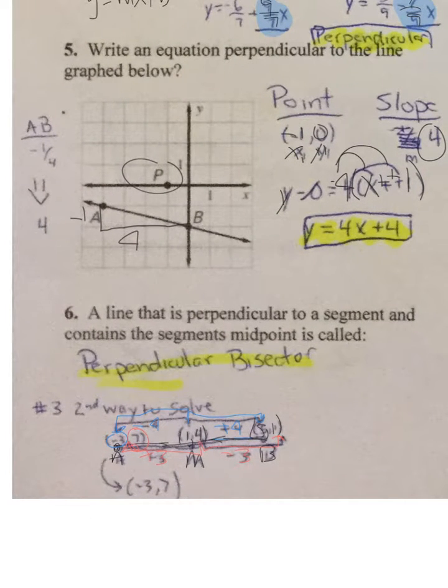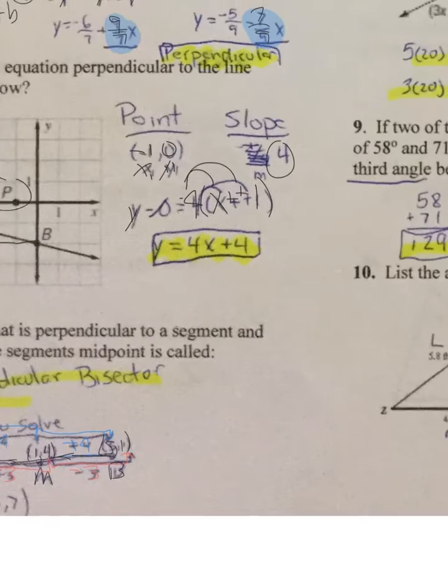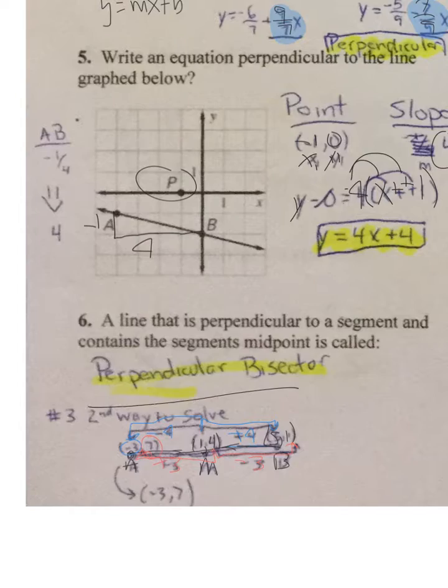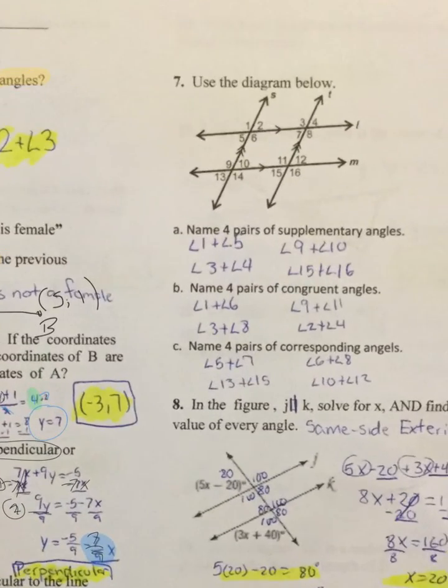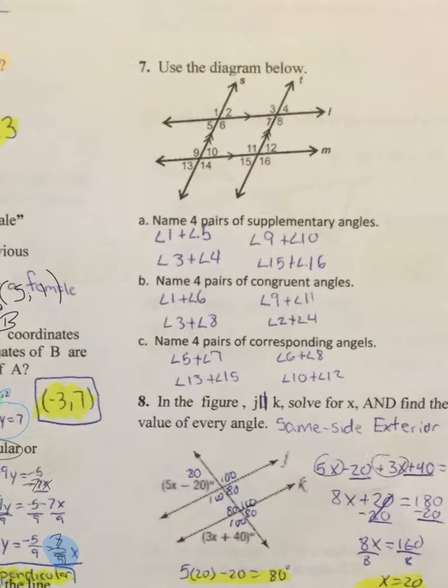6. Write a line that is perpendicular to a segment it contains. A line that is perpendicular to a segment and contains the segment's midpoint: perpendicular bisector. All right, that's a vocabulary term there. 7. All right, so on this, I'm just going to kind of leave that up there.